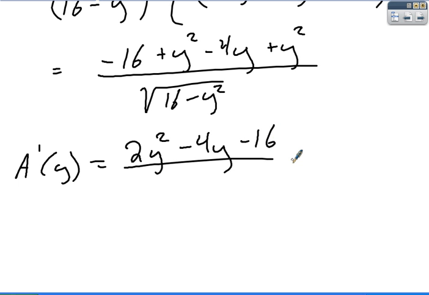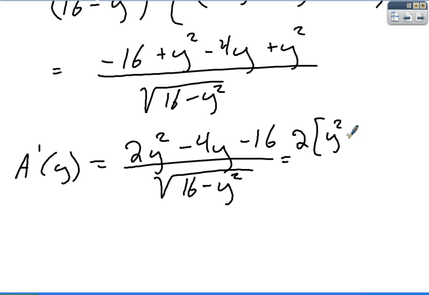Let's see, we can factor a 2 out of the top. And then, is the rest going to factor? Oh yeah, maybe it will. So we factor a 2 out, and we're left with y squared minus 2y minus 8. Can you think of two magic numbers that multiply to negative 8 and add to negative 2? Oh, 8. Whoops.